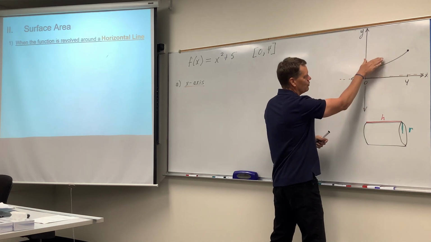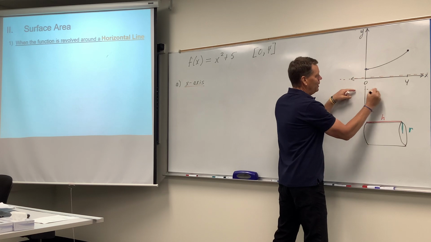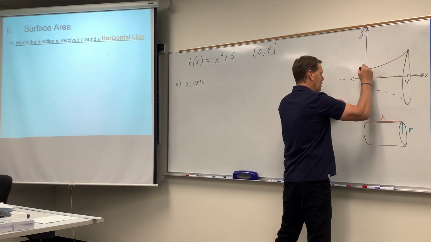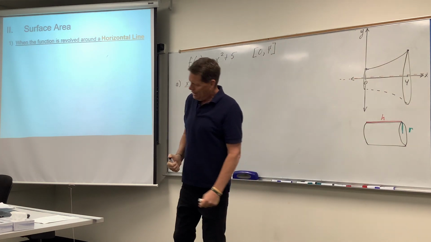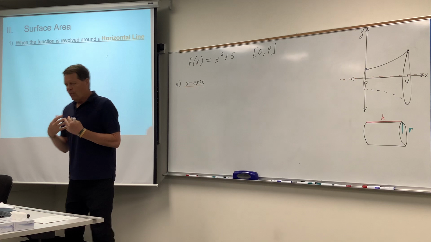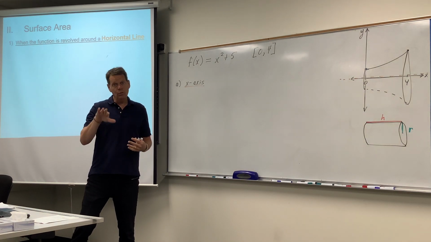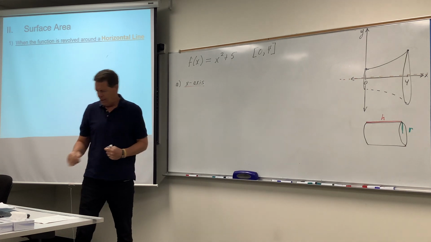So when this curve gets revolved around here, the mirror image would hit the board down here somewhere, and we would have this three-dimensional figure that looks maybe something like a vase laying on its side. All right? What's the logic if you revolve a continuous function around a horizontal line in terms of surface area?